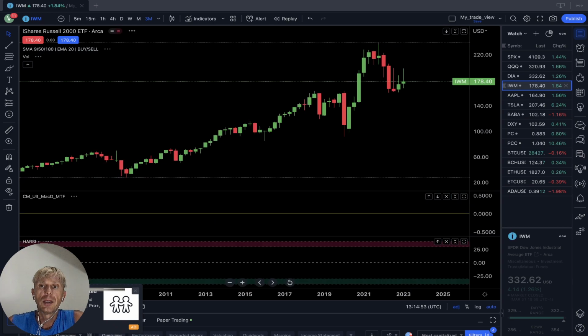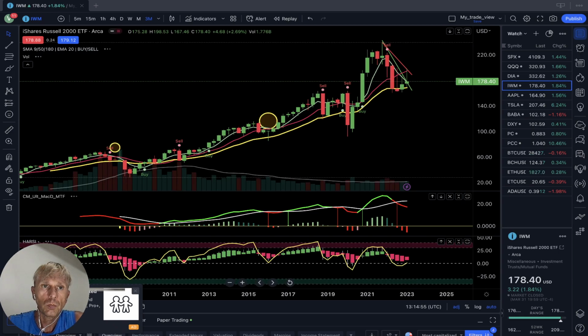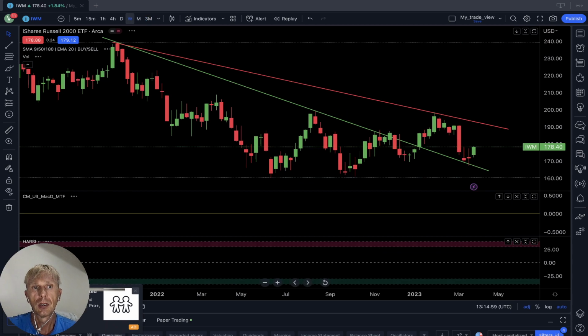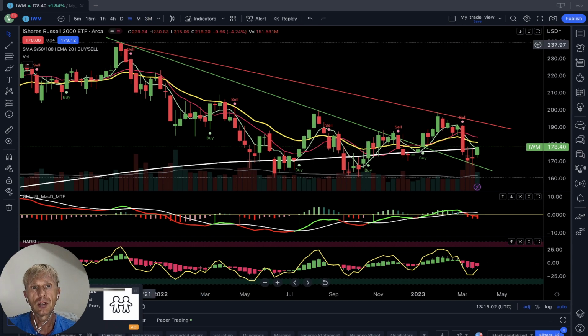Let's move to IWM. IWM weekly, Russell 2000. Same trend direction, same major trend lines, lower and upper, right? Weekly it is bearish. The difference is Qs, SPX, S&P, Nasdaq and Dow weekly bullish, and IWM very weak, it is bearish.